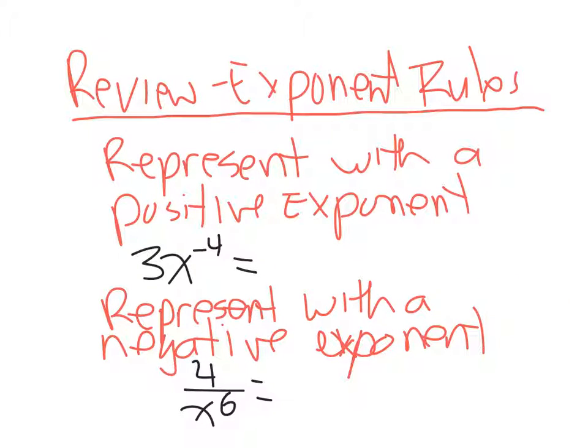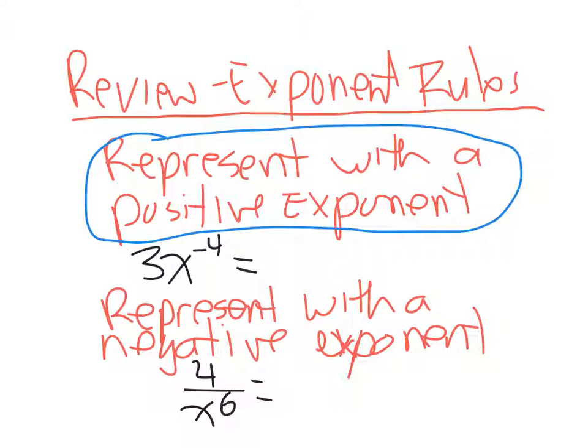So here we are. Let's review our exponent rules. So this first question says, represent this with a positive exponent, 3x to the minus 4. Minus 4, what does that mean, x to the minus 4? Well, positive exponents mean repeated multiplication. Therefore, negative exponents mean repeated division. So what it really means is 3 divided by x 4 times, because there's a negative 4. So what we would have is 3 over x to the 4th.